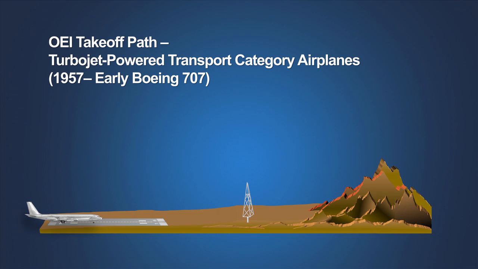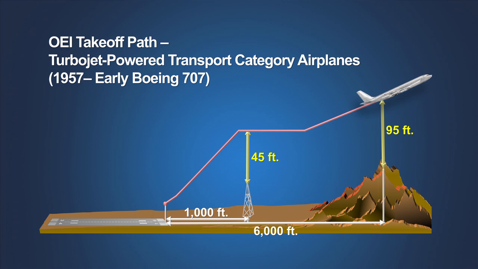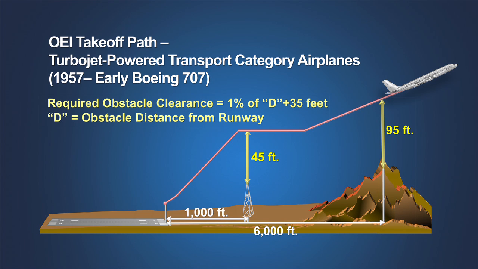To provide adequate obstacle clearance for the new turbojet airplanes, the air carrier operating rules introduced for these new airplanes in 1957 provided an increasing margin of obstacle clearance as the airplane traveled further from the end of the runway. To provide this margin, these new rules required that the takeoff path clear any obstacle by 1% of the obstacle's distance from the end of the runway plus 35 feet until the airplane was 1,000 feet above the runway. These rules proved cumbersome for operators to use and were quickly modified. As a result, they were applied only to early Boeing 707s.